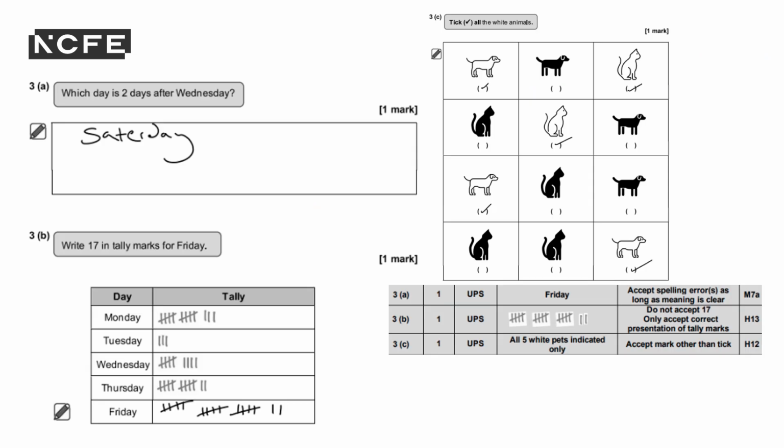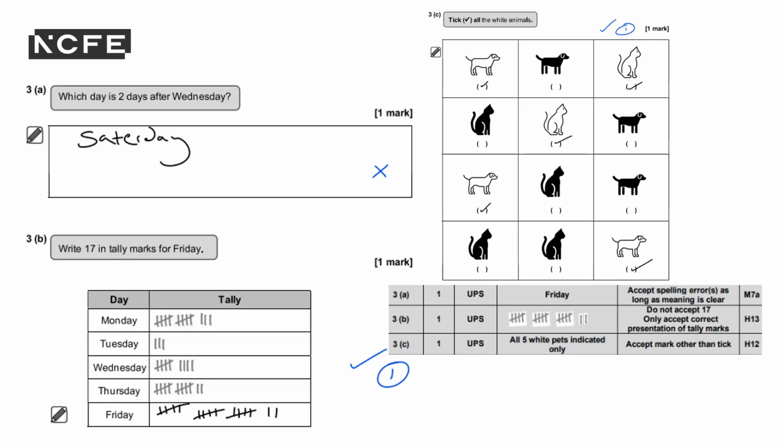And again, you can pause the recording if you need. Otherwise, let's take a look at this activity, which is all underpinning skills. I'll reveal the number of marks now. So 3A, the answer is Friday, and they've put Saturday, so nothing can be awarded there. They have gained the mark for the tally marks, and they have gained the mark for indicating all of the white animals.